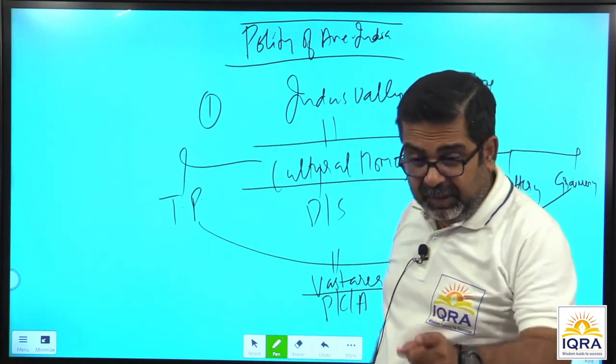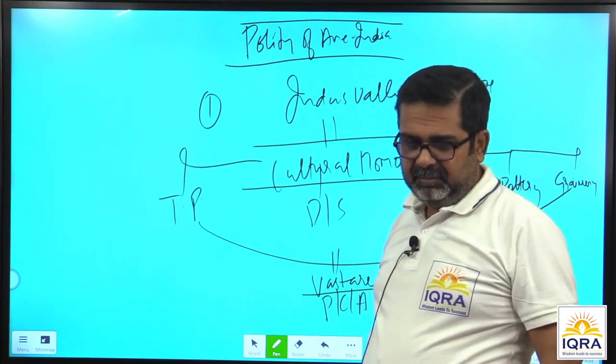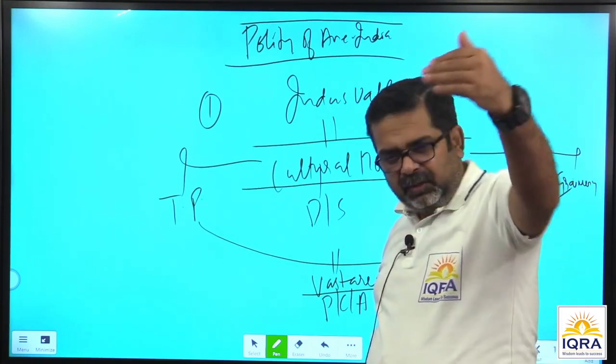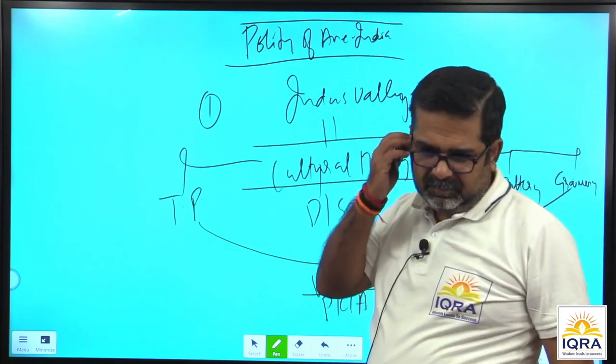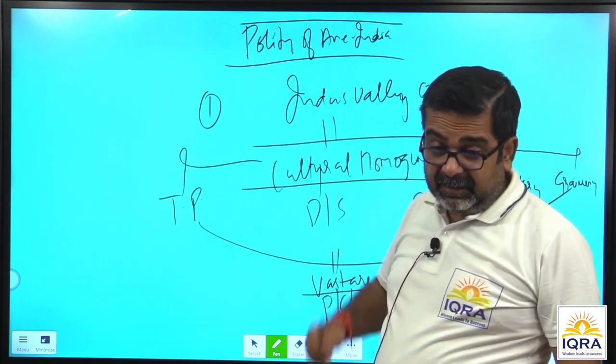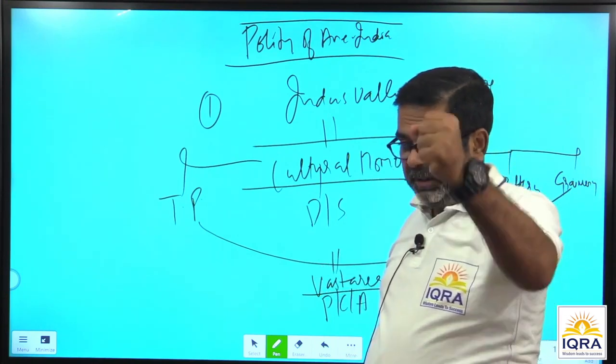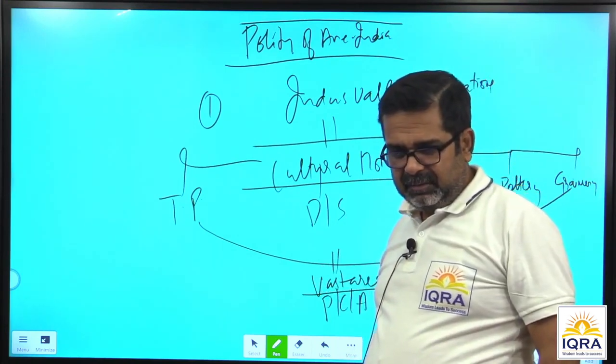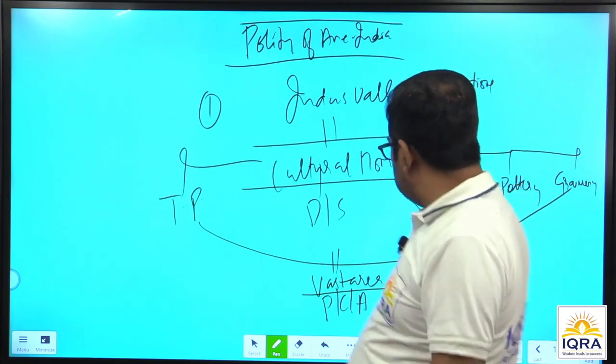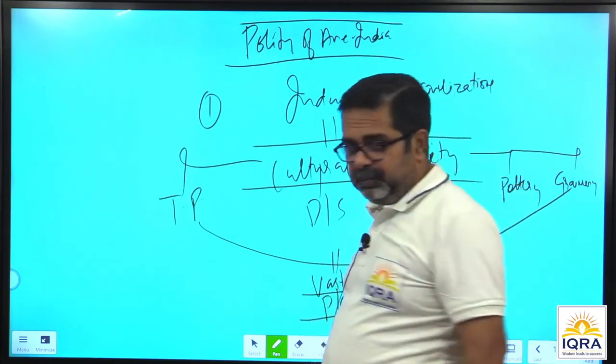The size of the bricks is same in all the towns of Harappa. That means there was a managing authority, there was a powerful central authority. Who were those people?